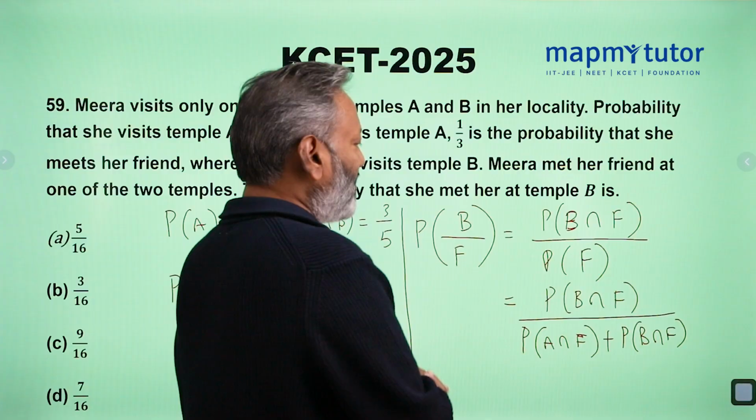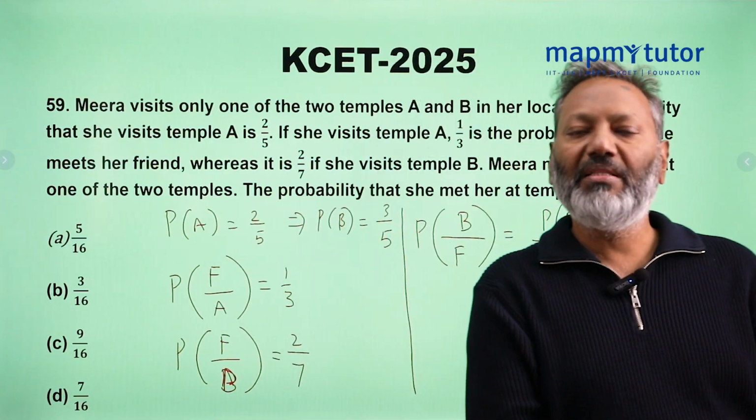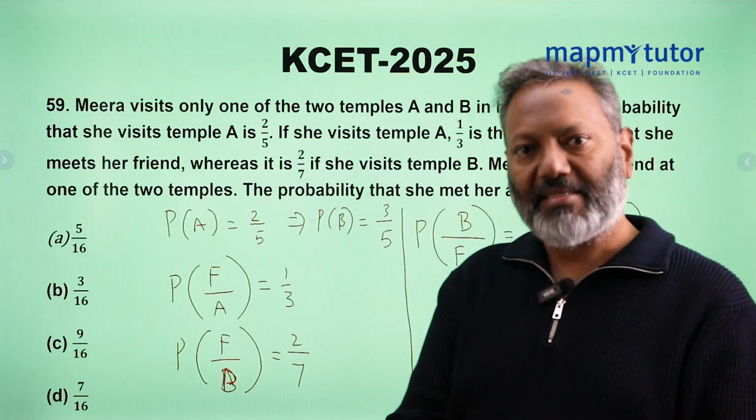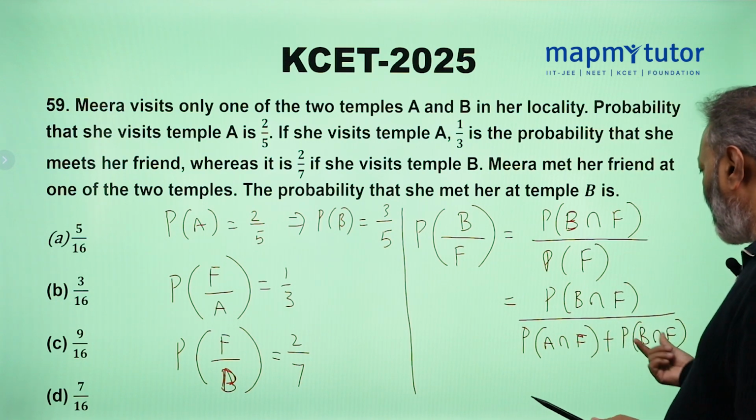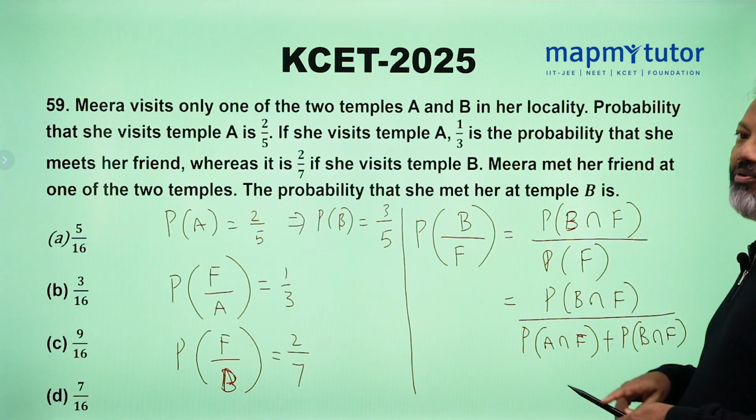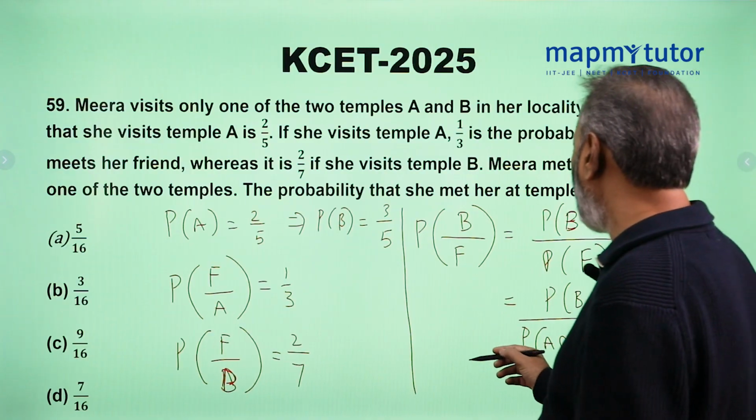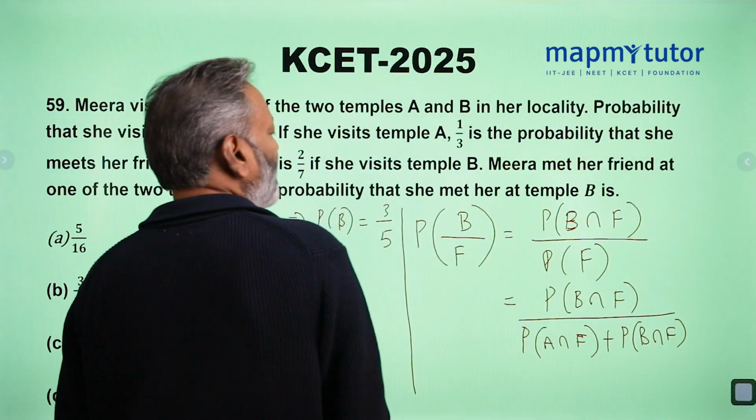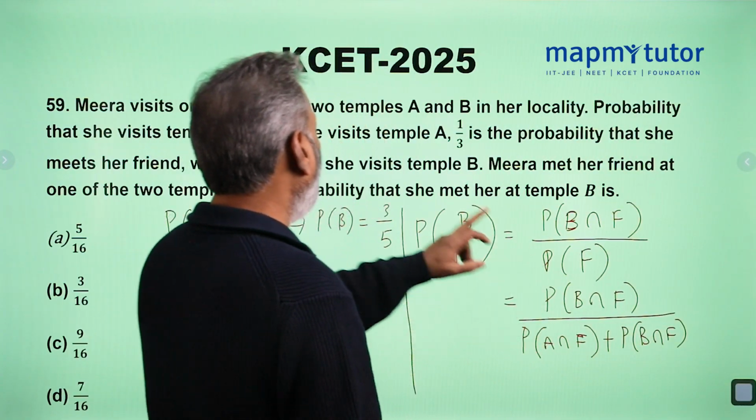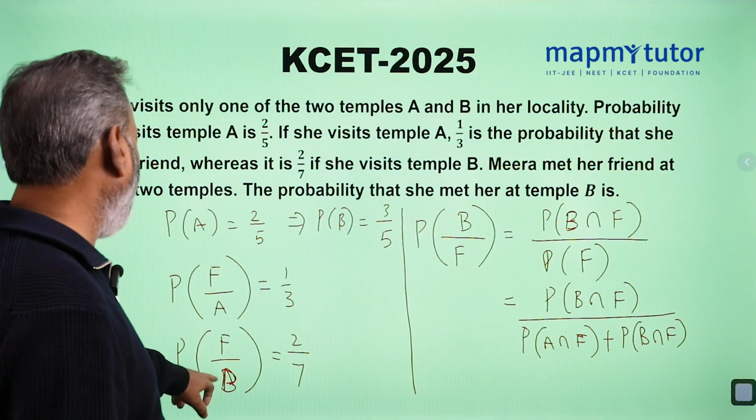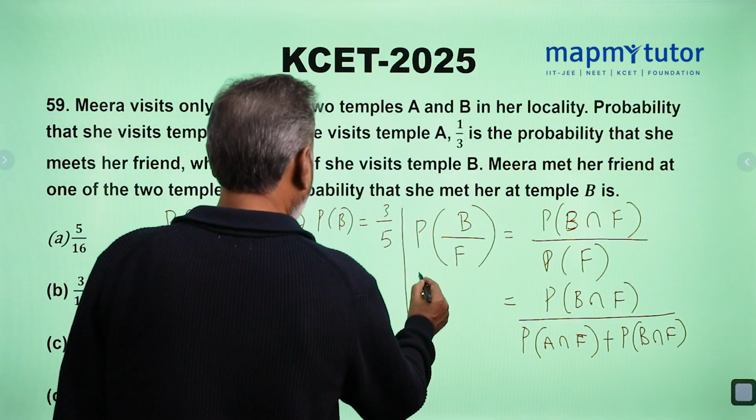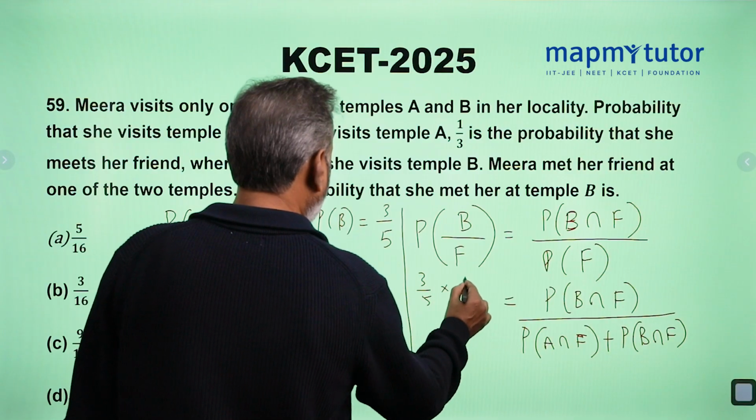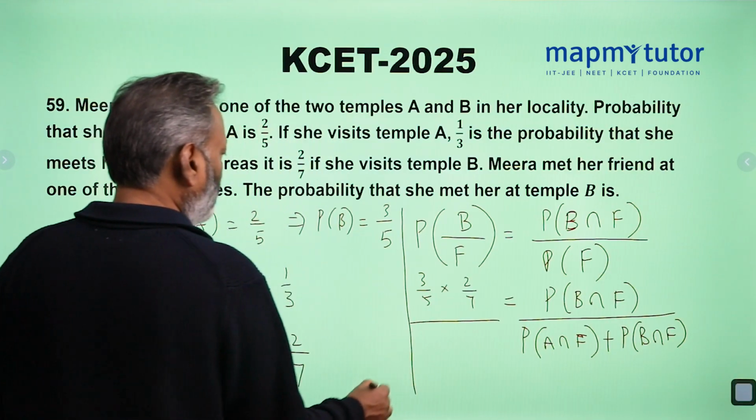Do you recognize which principle is involved in this question? Yes, Bayes' theorem. So, two possible cases, out of which this is your favorable case. Now, it is simple calculation. What is P of B intersection F? P of B into P of F given B. This is 3 by 5 times 2 by 7. And the denominator, two cases.